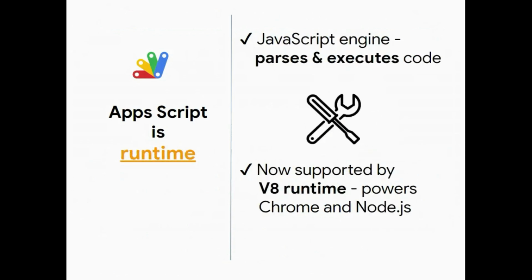AppScript is also a runtime. In fact, it's a JavaScript runtime, and a runtime is simply the engine that parses and executes the script code. And AppScript is now supported by the V8 runtime, which powers the Chrome browser and the Node.js environment. And this affords us some ES6 JavaScript features, which we're going to show a little bit of today. And it's very nice to have an upgraded runtime.